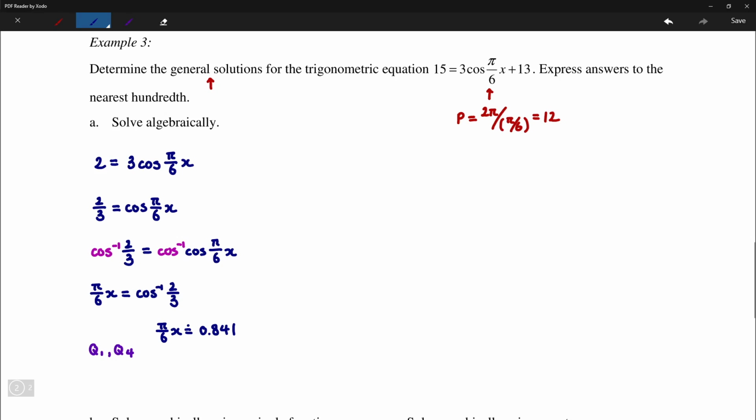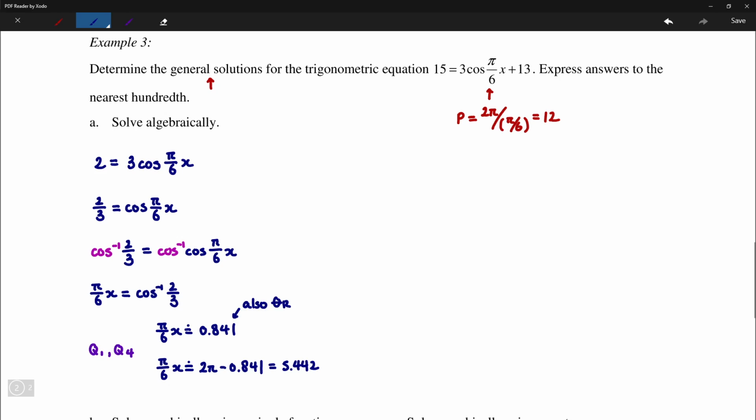And then in quadrant 4, we will have pi over 6x is approximately equal to 2 pi minus the quadrant 1 answer, which of course doubles as the reference angle. So we have 2 pi minus 0.841, which will give us 5.442.